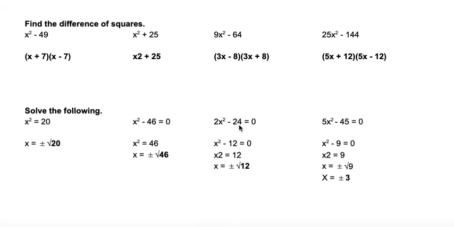Okay, when you have something like this, the easiest thing to do is divide both by 2 right off the bat to get down to your x squared. 24 divided by 2 is 12. So then we would take our 12 to the other side. We get x squared equals 12.